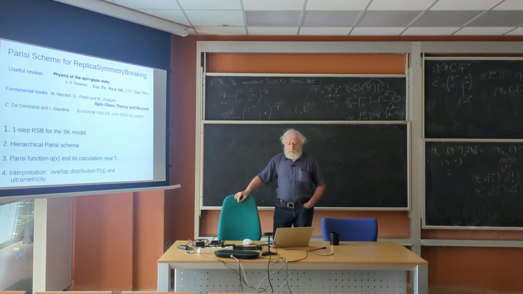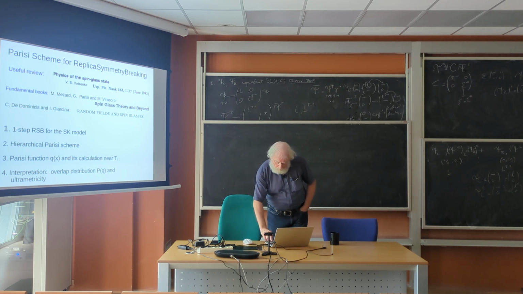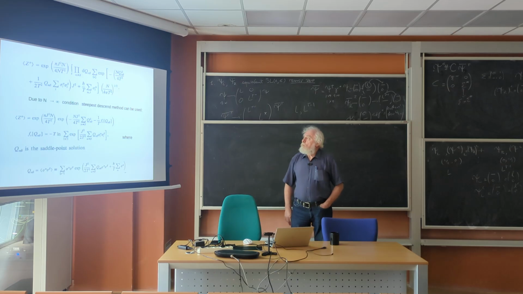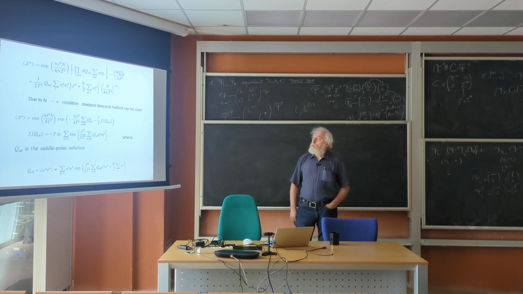Next lecture today will be about other types of spin glasses where this simplest one-step replica symmetry breaking will be sufficient. So we start from the same point as a week ago. We consider average partition function in power n.